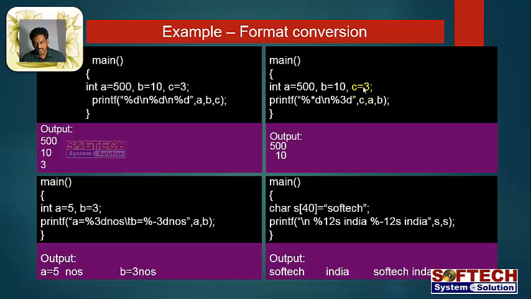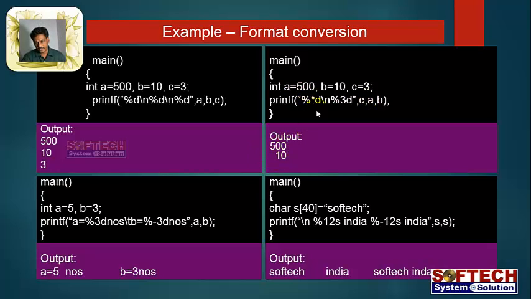That is %3. The value of c is 3. So in the %3d format, the value of a is displayed. %3d allocates 3 spaces to display the value of a, because c is 3. And a already has 3 digits.